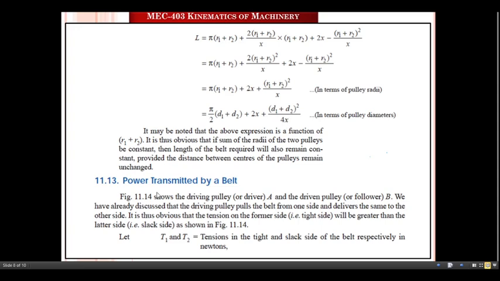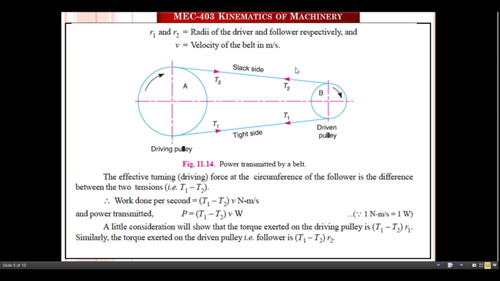Now we'll move towards the next one, power transmitted by the belt. For that, let us consider T1 and T2 as the tension in the tight side and slack side of the belt respectively, in terms of Newton. This is the arrangement we have considered for our study. Here R1 and R2 are nothing but the radii of driver and follower respectively. We indicate the velocity of the belt in meters per second.